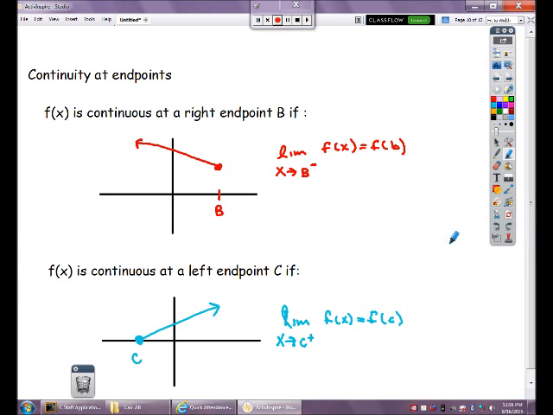The same concept would happen if I want to know if a function is continuous at a left endpoint c. In this case, again, I would say, yes, we are continuous at the endpoint, even though the limit doesn't exist as x goes to c from the left. I will make an exclusion here because the function doesn't exist. So it's a continuous function, even though the function doesn't exist to the left. We have endpoints in this case.